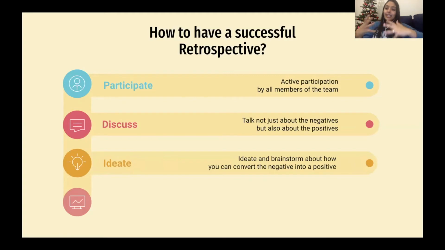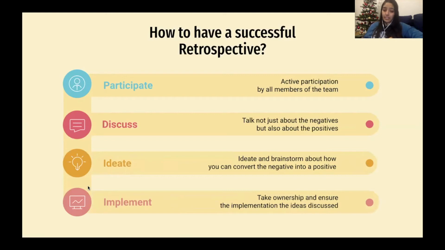It has to be a collective discussion, and implement. Take the ownership of the action items that were discussed. A lot of times I have noticed, especially in the teams that I facilitate retrospectives for, action items usually fall under the PO, the Scrum Master, or in some cases the tech lead takes them on. But what about the other engineers in the team?